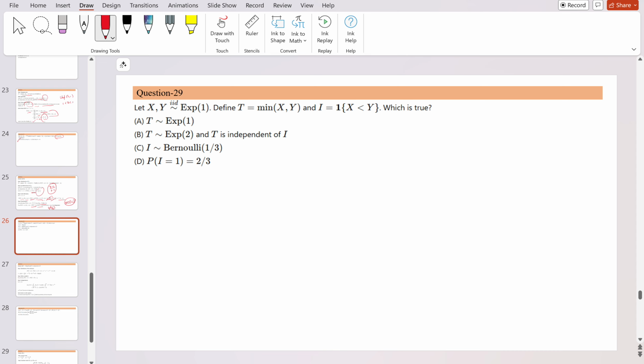Okay, let me give the solution for this. When you see that X and Y are exponential distributions with parameter 1, and define T as the minimum of X and Y, and I equal to 1 such that X is less than Y, it is asking which option is actually correct.